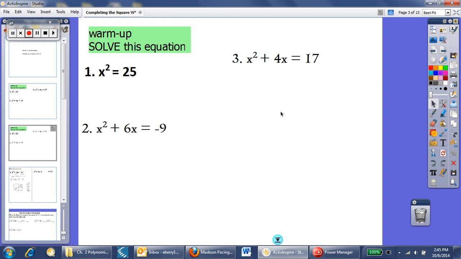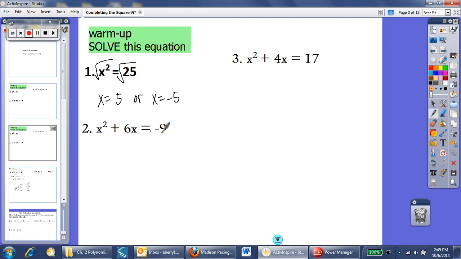Let's check our answers together from the warm-up. So I'm thinking of a number squared is 25. That number could be 5 because 5 squared is 25, or the number could be negative 5. This is the same as taking the square root of both sides, since the opposite of squaring is square rooting.